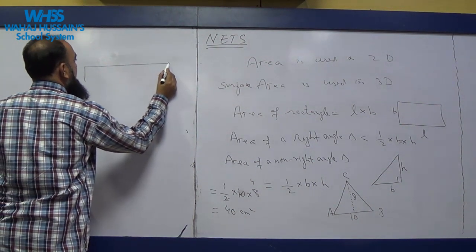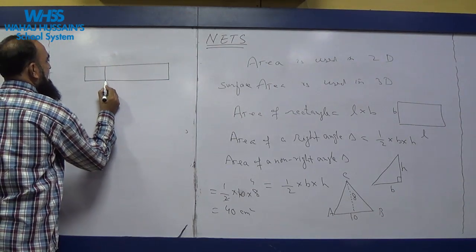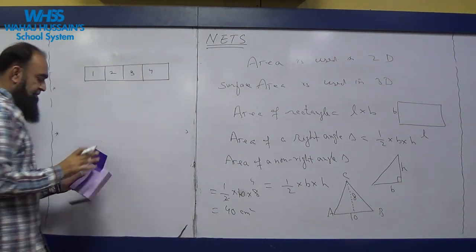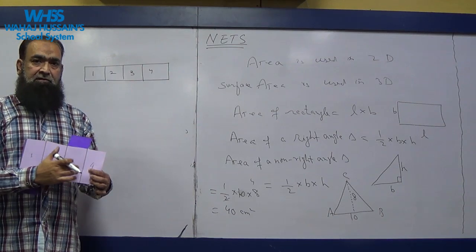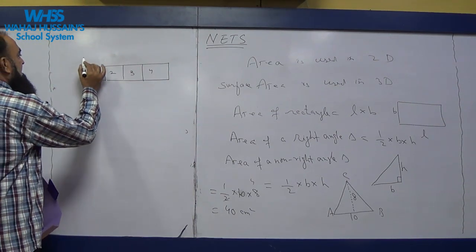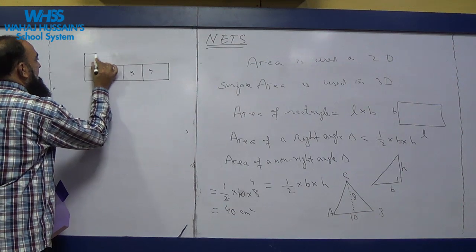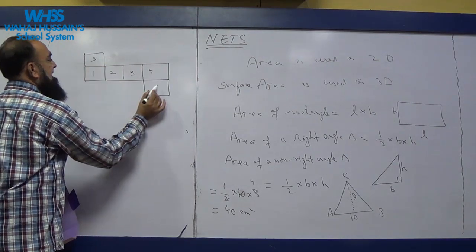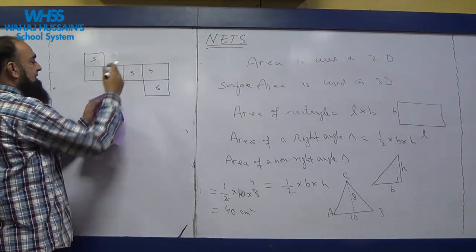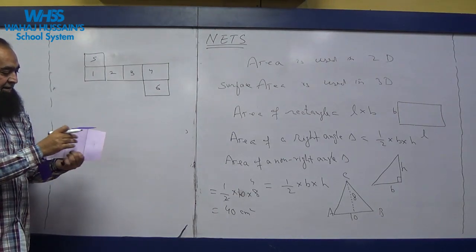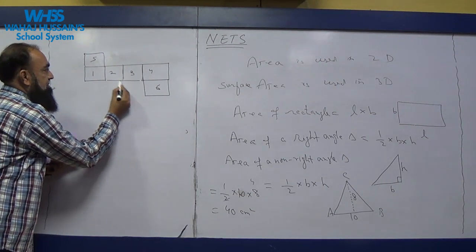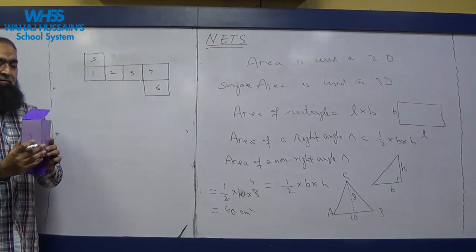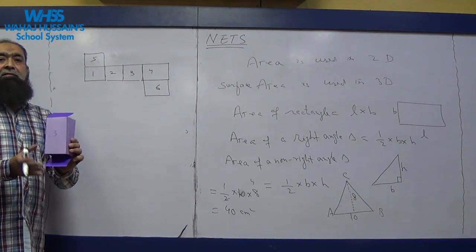So the diagram may be like this: 1, 2, 3, 4. You can see this: 1, 2, 3, 4, and then these 2 might come here or anywhere here like this. So this is the 5th one, and then the 6th one. And these are the folding lines. We fold like this. You can check it. If we fold this like this, this, and this, then we have a rectangular box which has 6 sides.